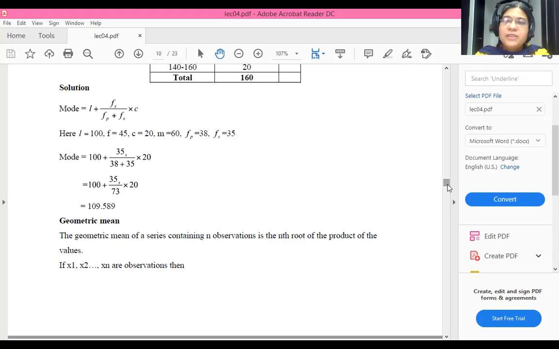Now move to the geometric mean. What do you mean by the geometric mean? The geometric mean of a series containing n observations is the nth root of the product of the values. What do you mean by nth root?